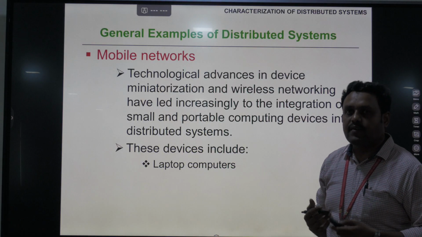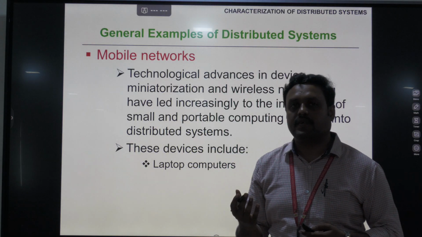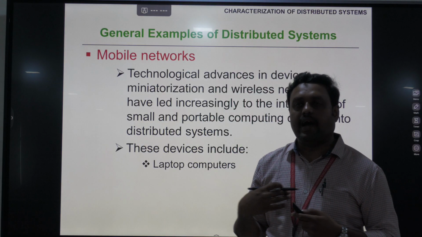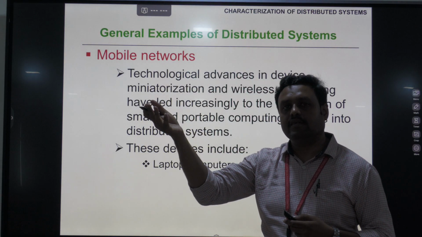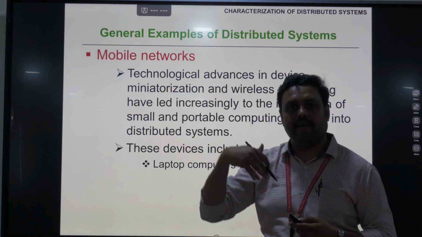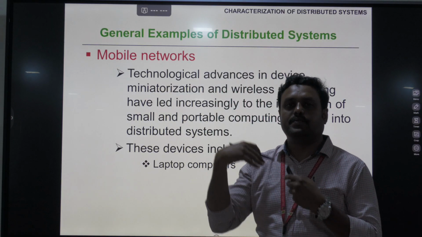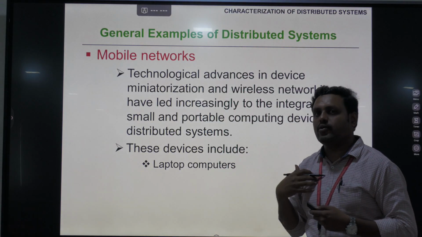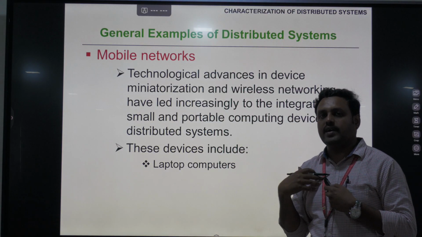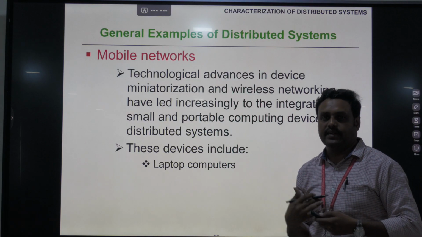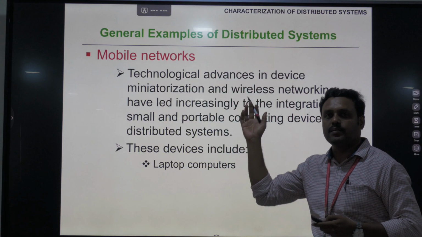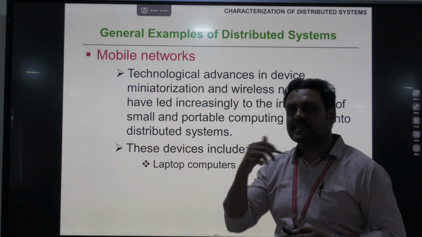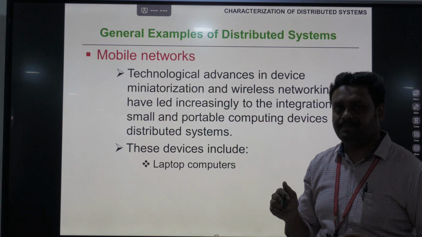Suppose I want to send a message to my friend, right? So how can I send? I will use my mobile data and he will use his mobile data, maybe different service providers, but still I can send a message to him, right? So that is how we connect with one another through mobile networks and are able to send messages to one another. So how is it happening? Because of the mobile networks. So that's the reason this is also one kind of network which is connecting the distributed systems.